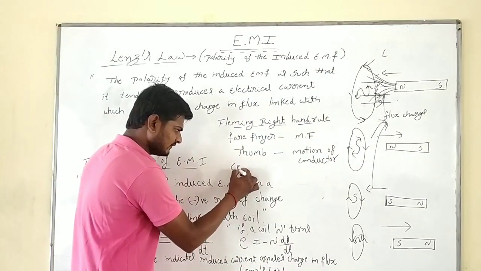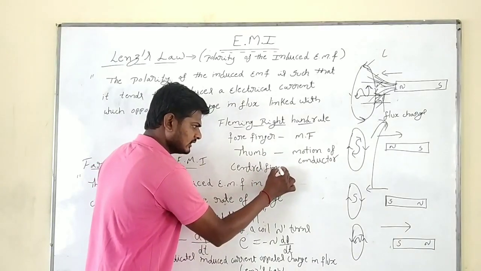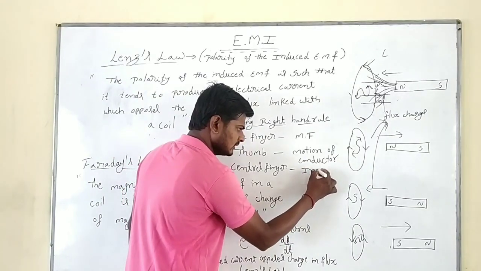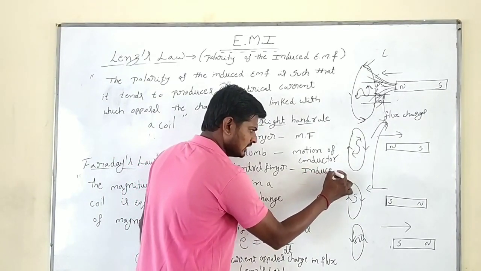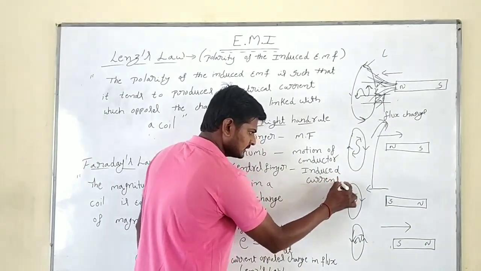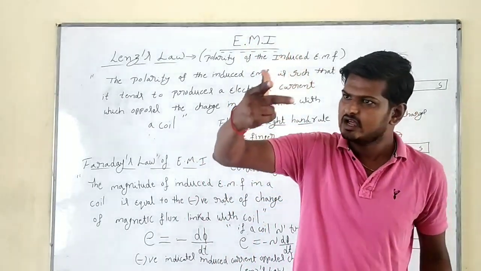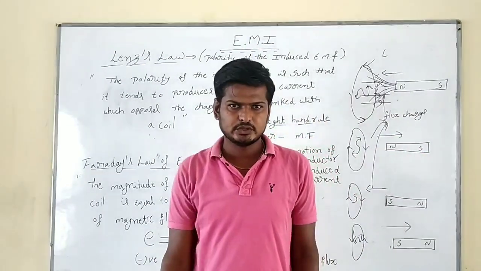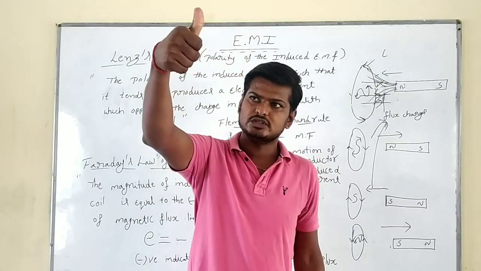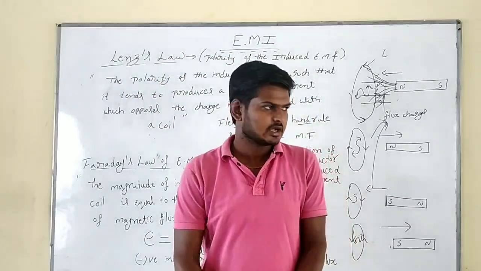And the central finger gives the direction of induced current. Keep in mind, the first three fingers of the right hand are stretched mutually perpendicular to each other. The forefinger gives the direction of magnetic field, the thumb gives the motion of the conductor, and the central finger gives the direction of induced current.